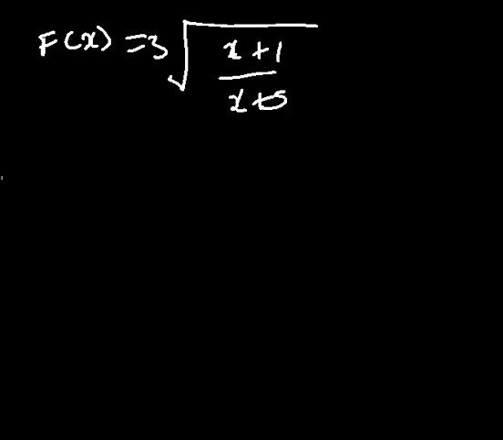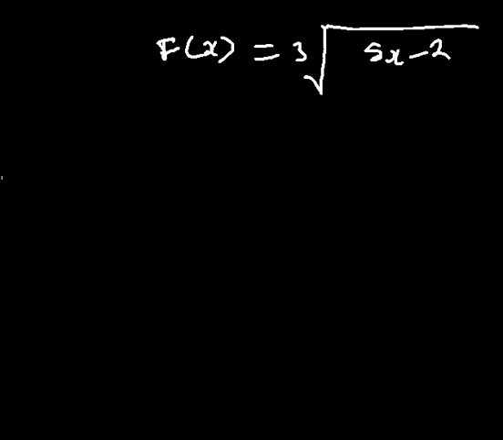Let's say we have the function f of x is equal to the cube root of x plus 1 divided by x plus 5. How do you think we should find the domain of the function? Now we understand that under a cube root, any value of input is acceptable, either positive or negative. The only decider of the inputs of the function has to be the denominator. Hence, in all cases, x plus 5 should not be equal to 0. So you can take it from here.